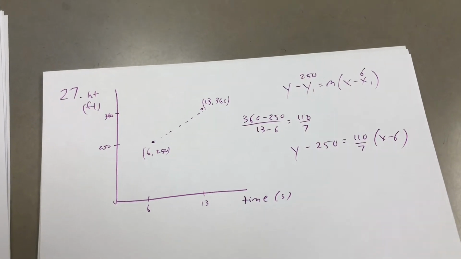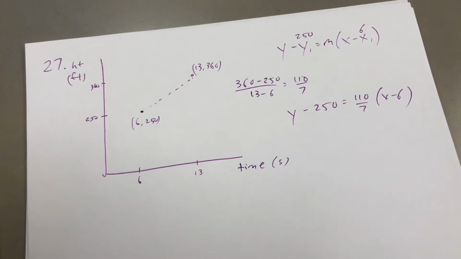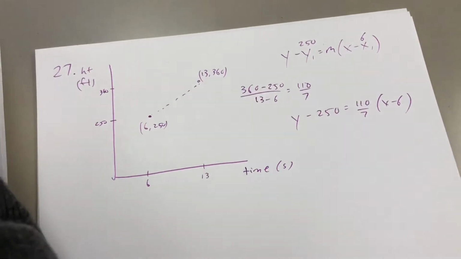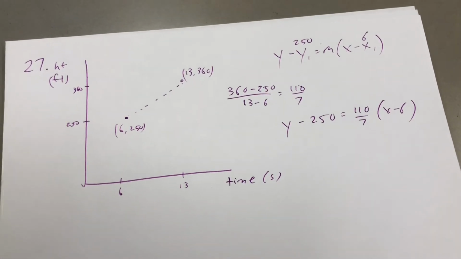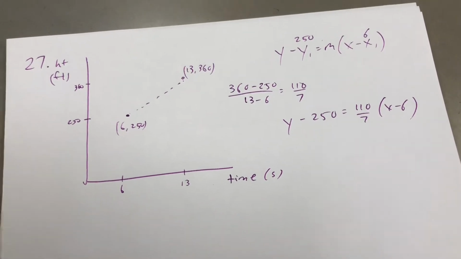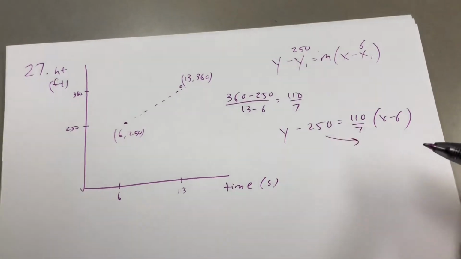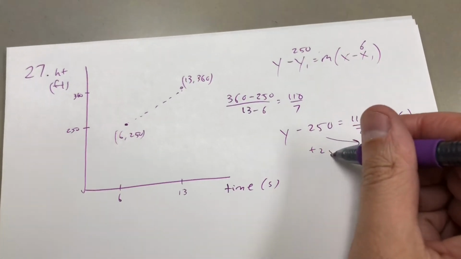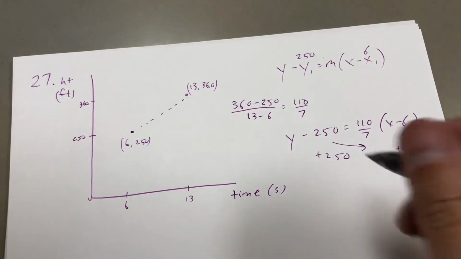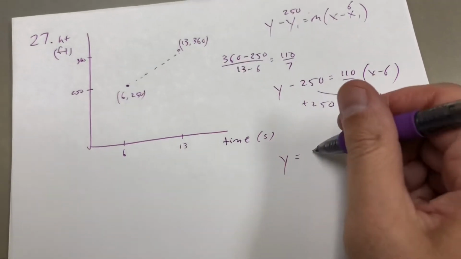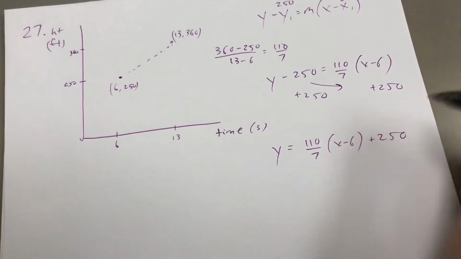Okay? Now, they want us to write this in a maybe a little bit more straightforward form. They want me to write it as a function for h, my output. I'm going to put in a time, I'm going to get out a height. So we probably want to move the 250 to the other side. We could add 250 to both sides. And I don't really need to multiply out parentheses if I don't want to. So we'll get y equals 110 over 7 times x minus 6 plus 250.